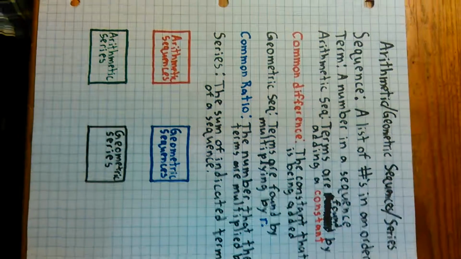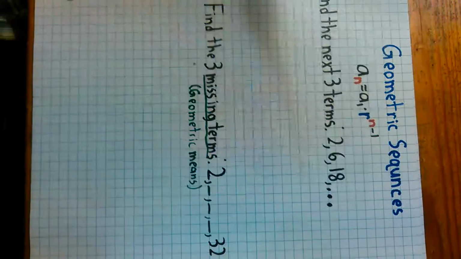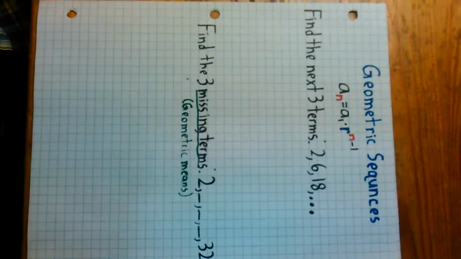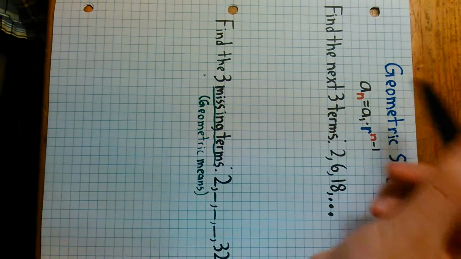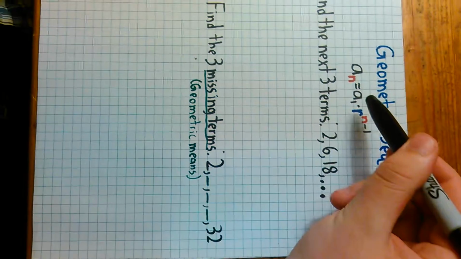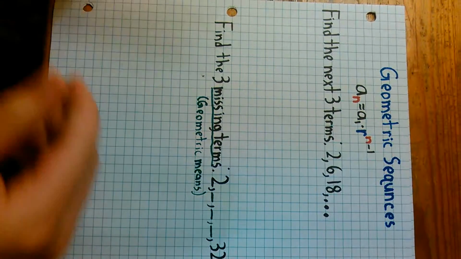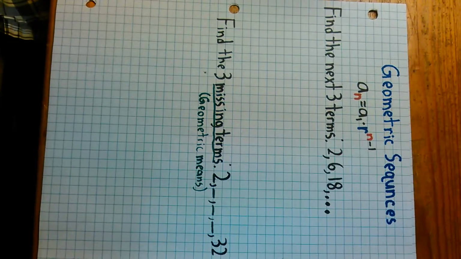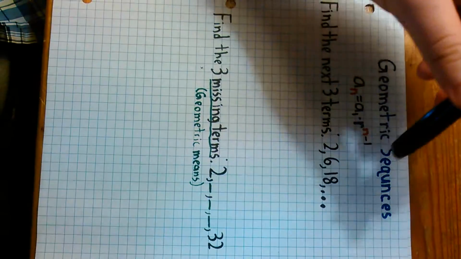Alright, so now we're going to learn about geometric sequences. Geometric sequences are written with this formula: a sub n equals a sub 1 times r to the n minus 1. So with this example problem here, find the next three terms of this sequence, 2, 6, 18.